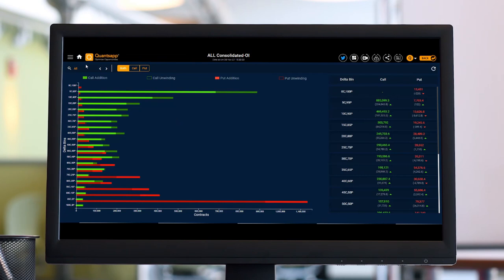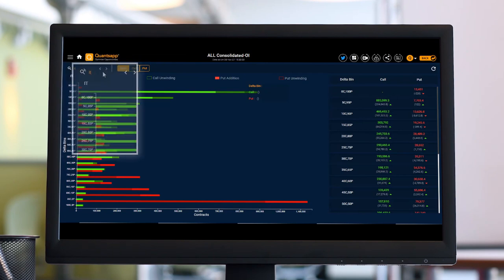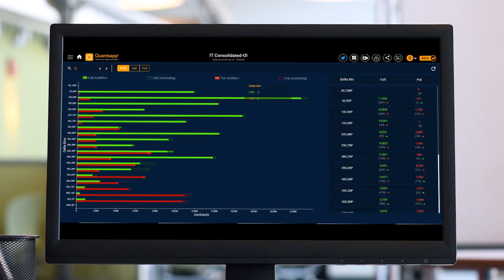So the first step is to select our desired sector from here. Let's say IT stocks. The moment we select IT, the green color bars on the graph show us call open interest. Red color bars on the graph show us put open interest. Green color acts like my pressure, my resistance. Red color, the put writers, acts like my support. Now, this open interest has been quantified and consolidated based on how the open interest has been placed by the participants in IT stocks.